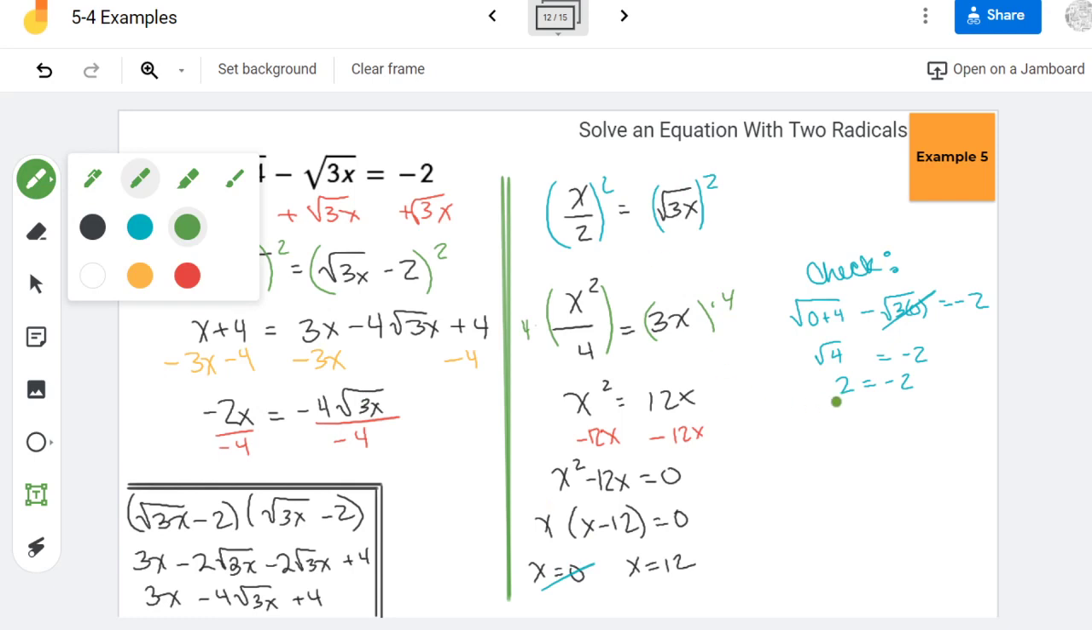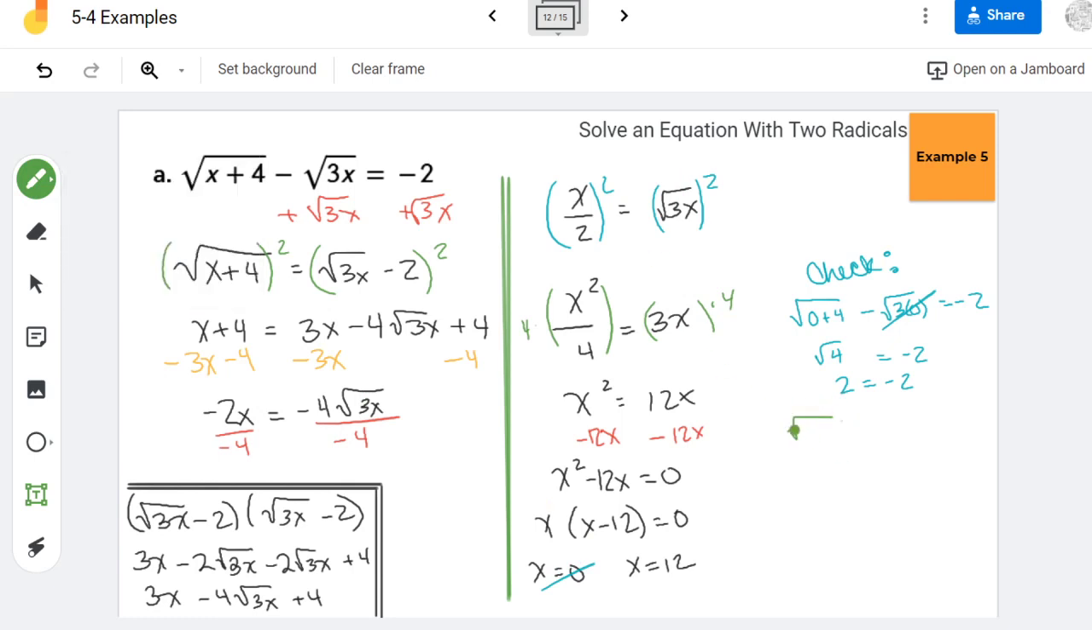So now we're going to try it with the 12. Okay, so I have the square root of 12 plus 4 minus the square root of 3 times 12. And we're going to see if that equals negative 2. So 12 and 4 is 16. 3 and 12 is 36. And if I take those square roots, I get 4 minus 6, which is negative 2. And negative 2 does equal negative 2, so 12 is my solution.